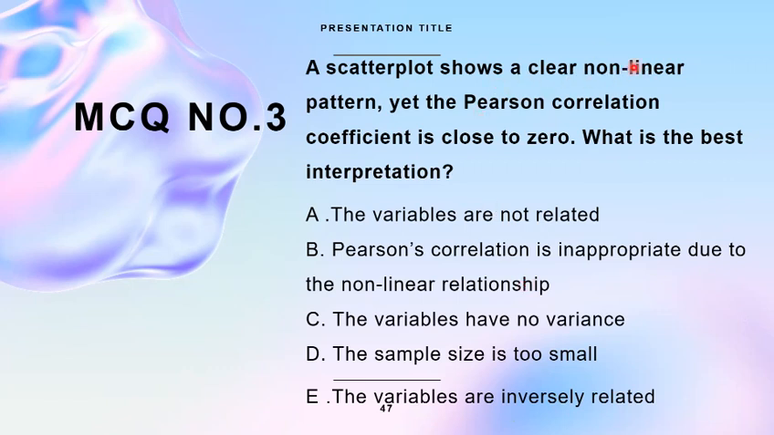Clear non-linear pattern, which is close to 0. B. Okay, the answer is B. Pearson's correlation is inappropriate due to the non-linear relationship, as we discussed.